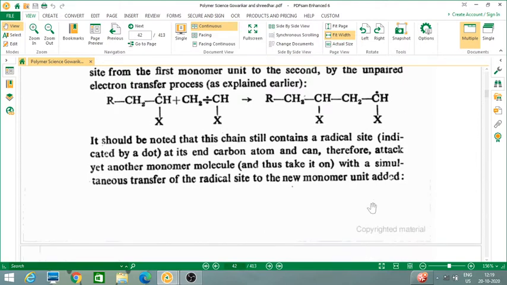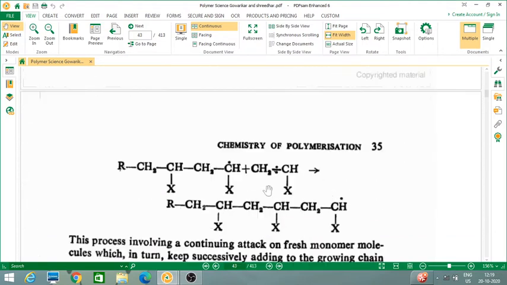It should be noted that this chain still contains a radical site indicated by a dot, and its nth carbon atom can therefore attack yet another monomer molecule and thus take it on, with simultaneous transfer of the radical site to the new monomer unit added.